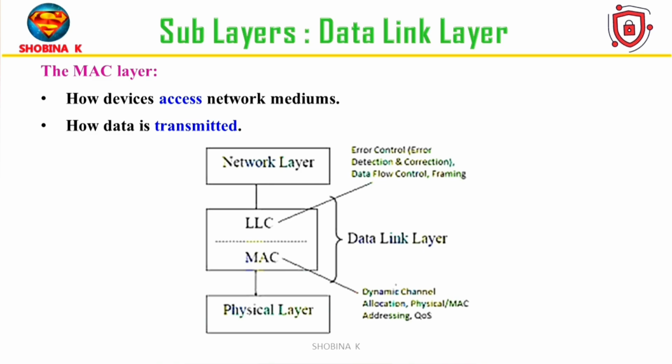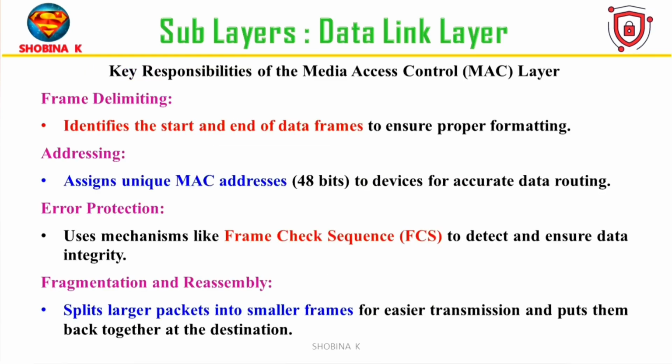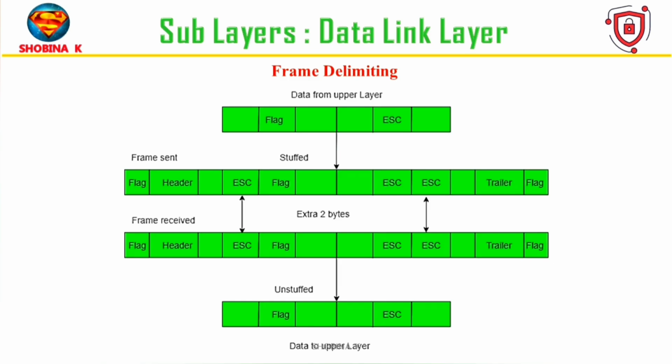MAC layer specifically decides when a device can send the data and also ensures proper transmission of data between devices. MAC layer operates directly above the physical layer. And these are the functions of MAC layer. First, frame delimitation. The MAC layer defines the start and end of data frames, which ensures that data is properly structured for transmission. This includes adding necessary headers and trailers.